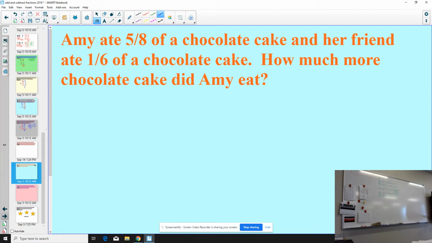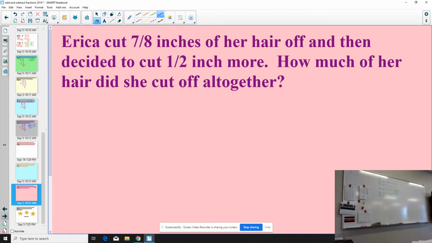Okay, let's look at another word problem. Erica cut 7/8 inches of her hair off and then decided to cut a 1/2 inch more. How much of her hair did she cut off altogether? Should we add or subtract? We should add. If it says how much altogether, you should be adding.